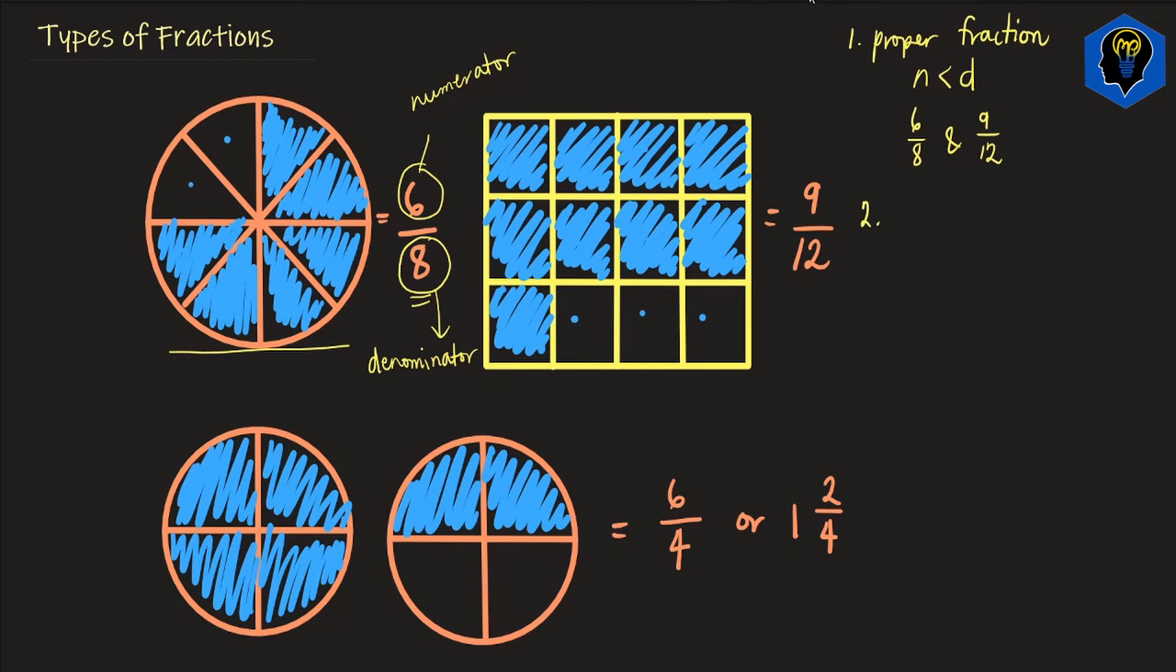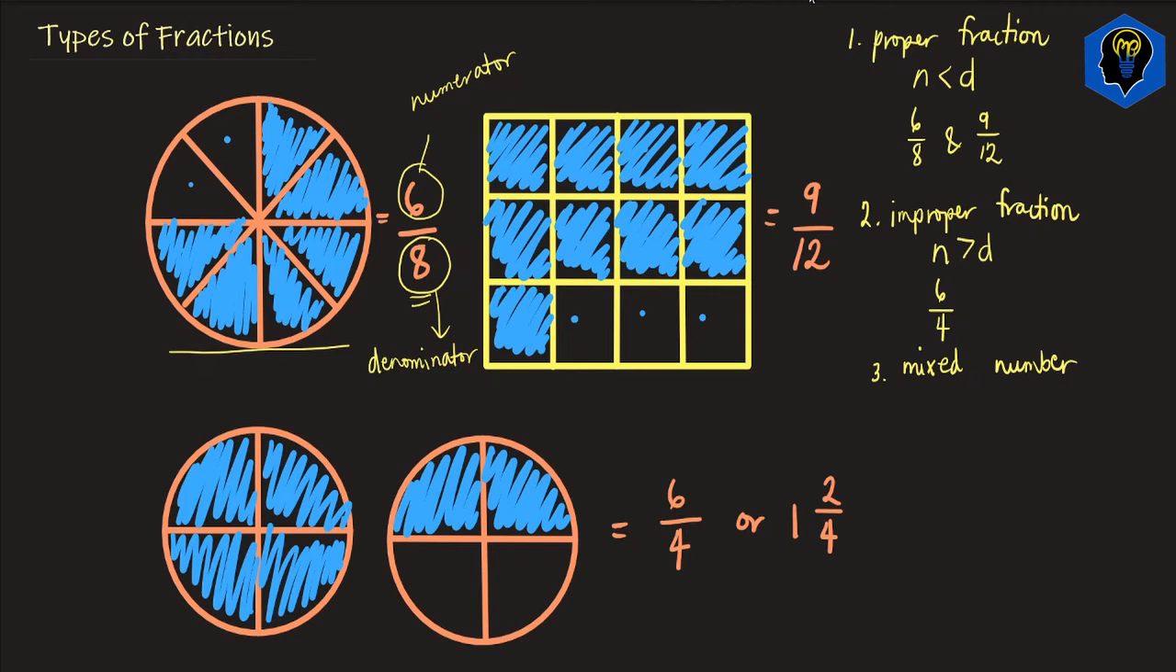The second one is improper fraction. If it is improper fraction, baliktad naman. Mas malaki yung nasa taas kaysa sa nasa baba. So, in our given example, our example of improper fraction here is 6/4 or 6 over 4. And then lastly, we have mixed number.